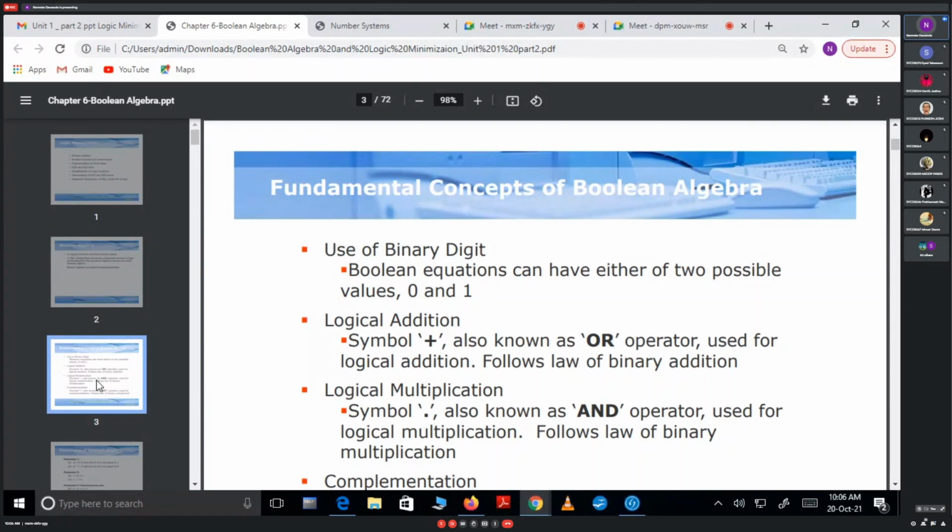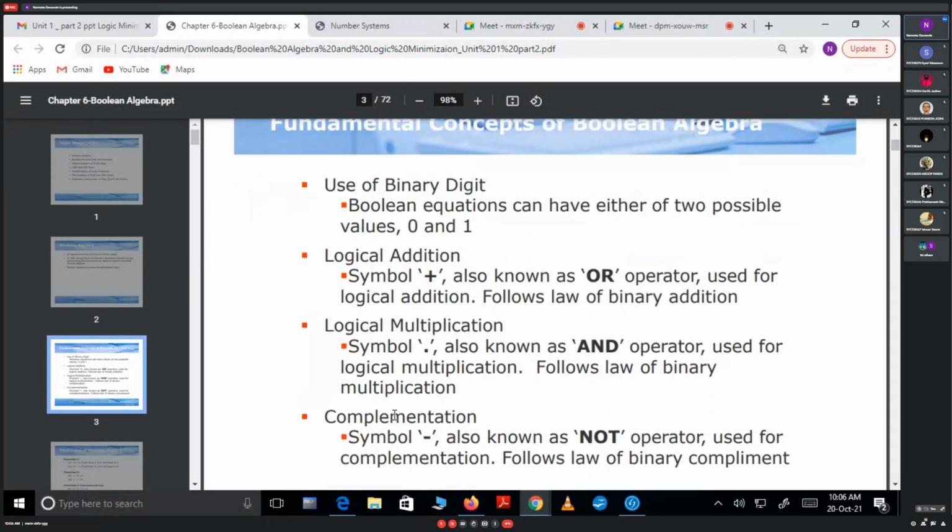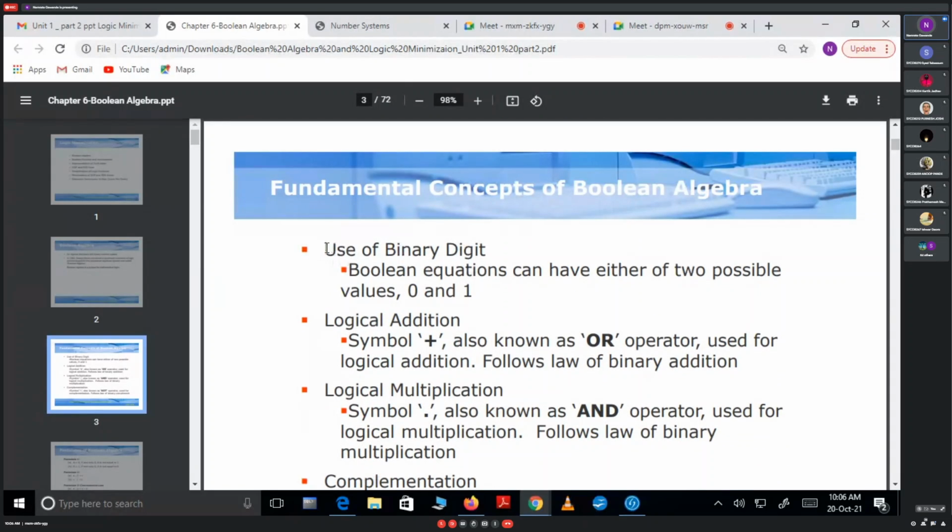Now, what are the fundamental concepts of Boolean algebra? Use of binary digits. You always know that any equation in digital electronics is represented in terms of two possible values, either 0 or 1. We have seen the number system, but the logical equations, or Boolean equations, that you are going to use will all have logic in terms of zeros and ones. So Boolean equations can have either of two possible values, 0 and 1.